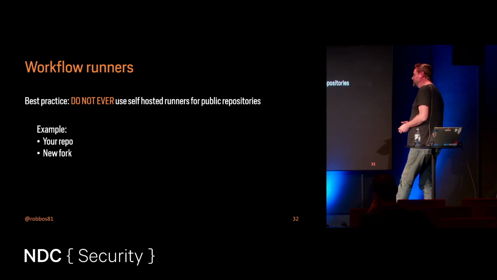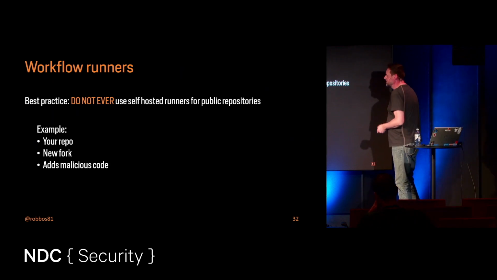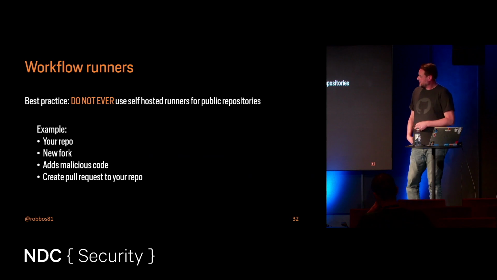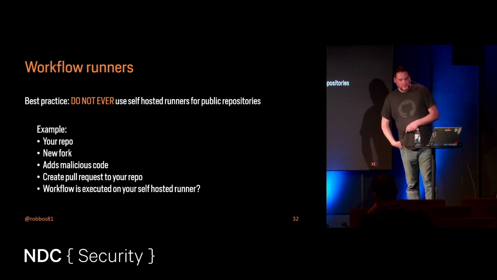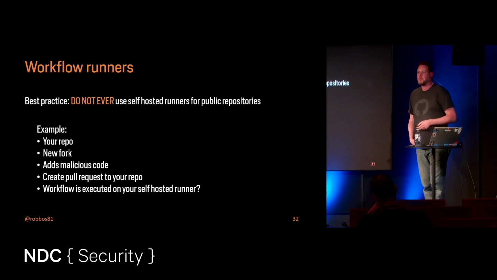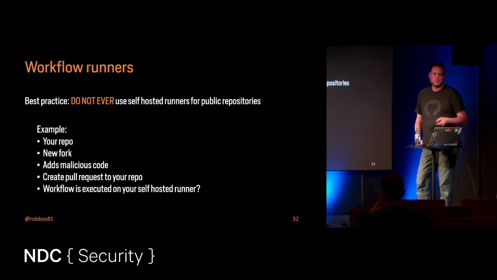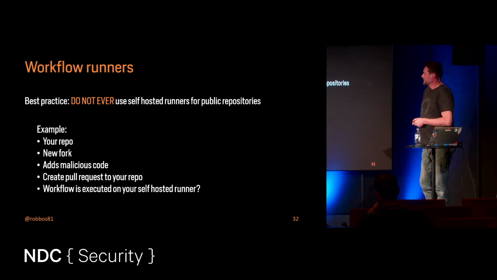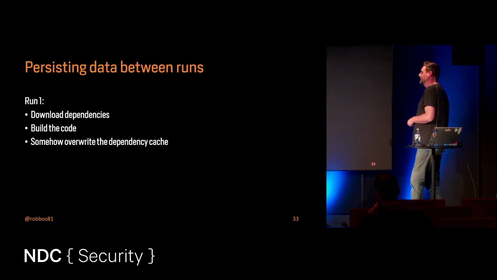This is an example, of course. You have got your repository, somebody creates a fork, adds that malicious code, creates a pull request, and now that workflow executes on your self-hosted runner, with all the access you gave it, and all the networking stuff that it has access to, but also potentially access to your secrets, your cloud deployment keys, any SSL certificate that is installed on the machine. This is for the execution part.